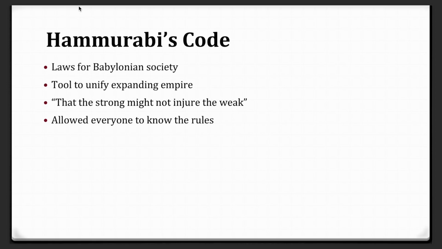Before this code, it was kind of like dog eat dog, right? People could take revenge if they wanted to. There was no, you did this, so now you have to face this consequence. This standardized the rules so that everyone knew the crimes and the penalties, and this was empire-wide.